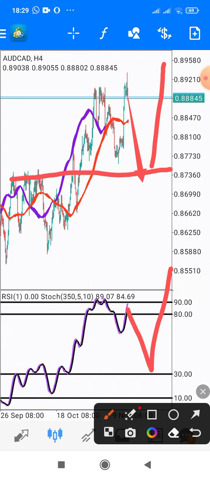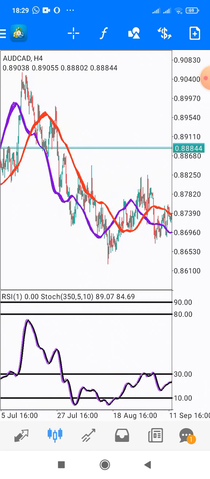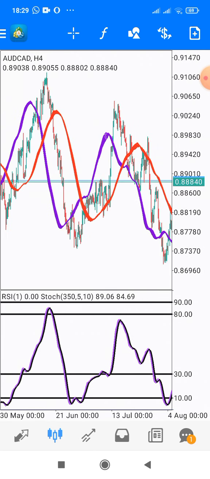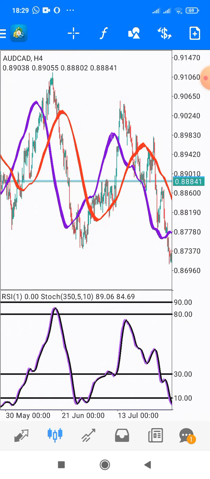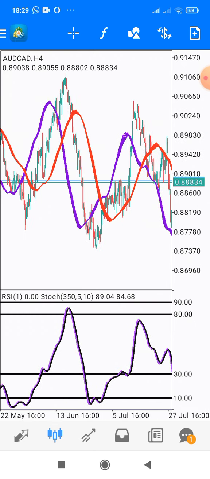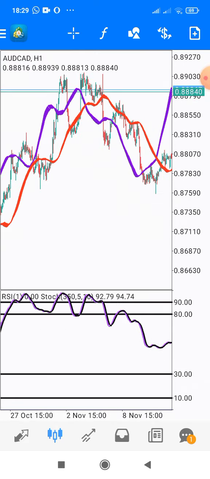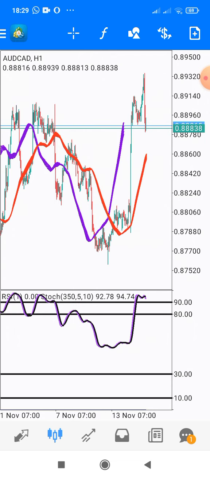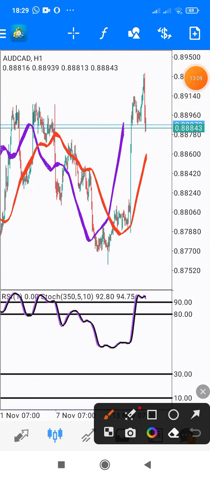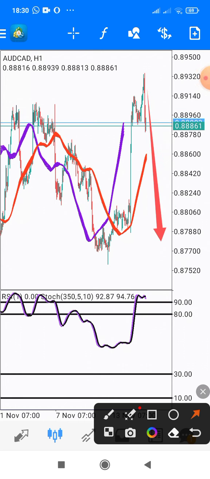Very, very simple strategy. Look at this. So you see? So what you're waiting for currently is for this to come back. But if you are mature in the market, what you can do, let me steal for you my strategy.